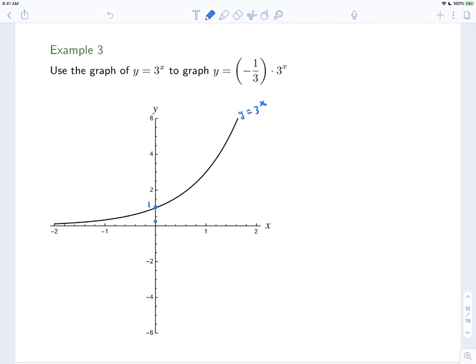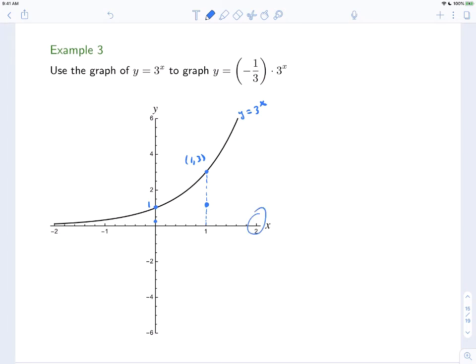Let's pick some other values. So for example, if we pick x equals 1, that gives us y equals 3. So this is the point (1, 3). And so we want to divide this by 3 as well. So that's going to take us to 1. So it's going to be right there.